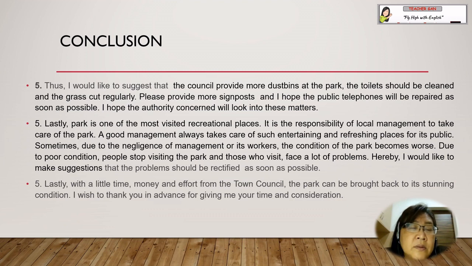The last example: lastly, with a little time, money and effort from the town council, the park can be brought back to its stunning condition. I wish to thank you in advance for giving me your time and consideration.